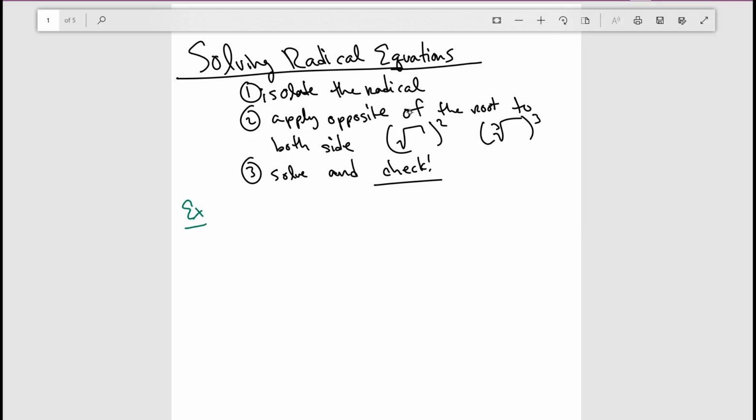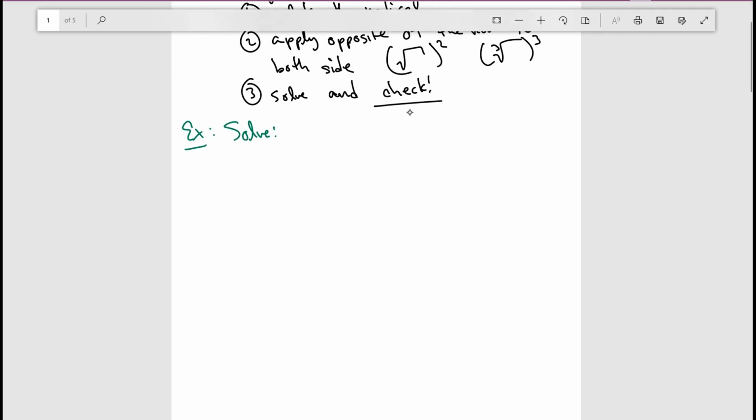So here is my example. What you want to do is solve for x or n or whatever the variable is. We're going to start off really easy. We're going to start off with the square root of 5n minus 4, minus 9 equals 0. All right, so that's what we're going to do.